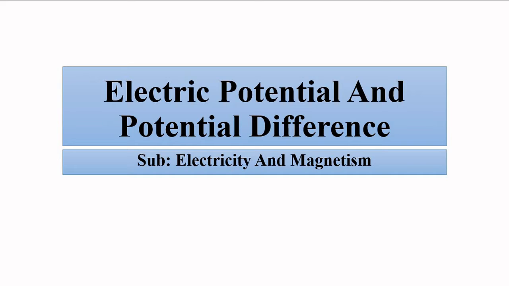So we'll continue our discussion related to electricity and magnetism. And so far we have discussed electric field, the basic concepts related to it, the electric field due to a dipole, a group of point charges, a uniformly charged circular ring, and various other introductory concepts related to that. So in this video we are going to discuss electric potential and the concept of potential difference.